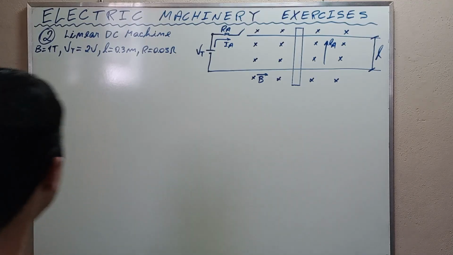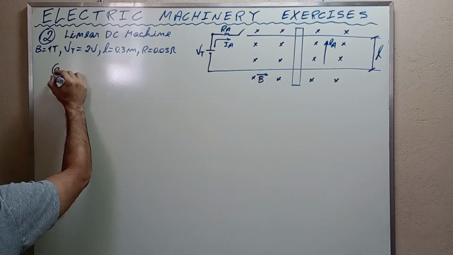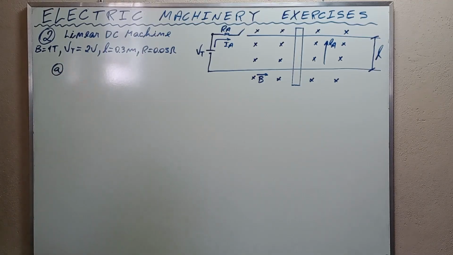Let's begin with letter A. What does letter A want? Letter A says, assuming that the bar is stationary at t equal to 0, calculate the initial current and the initial force on the bar. Also determine the steady state speed, assuming that no mechanical load is applied to the bar. Okay, my friends, this is letter A. Let's go to the solution.